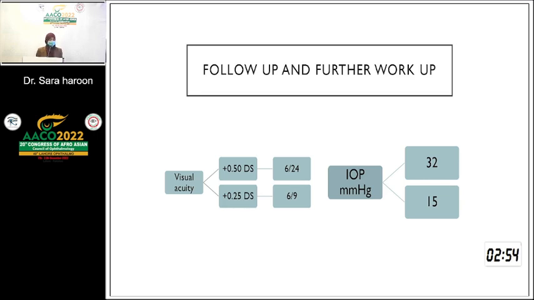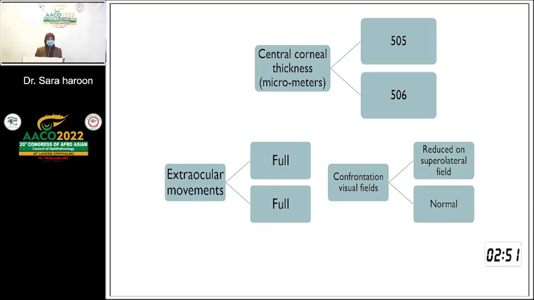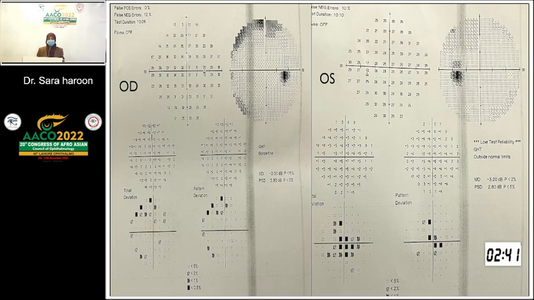Her pressure was 32 millimeters of mercury. We carried out central corneal thickness. It was 505 and 506 micrometers. On confrontation, the visual field of the right eye was somewhat reduced in the superior-temporal quadrants. I carried out some investigations, including visual fields by the Humphrey field analyzer. In the right eye, there was reduction in sensitivity superiorly and laterally.